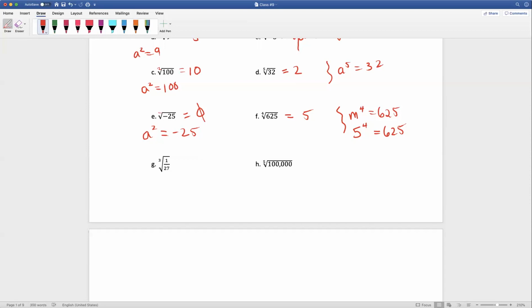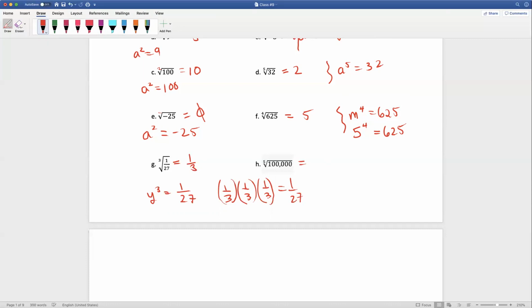Okay, so for the cube root of 1 over 27, we want to figure out what number when you cube it, so I'll write it like this, y cubed is equal to 1 over 27. Well, let's think about that. First of all, it has to be a fraction because you're multiplying it by itself 3 times. So what times what times what would give us 1 over 27? Well, the numerator has to be a 1, right? Because 1 times 1 times 1 is going to give us 1. Now think about what the denominator has to be. What times what gives us 27? And that is 3. So 1/3 to the third power gives us 1 over 27. So the answer to G is 1/3.